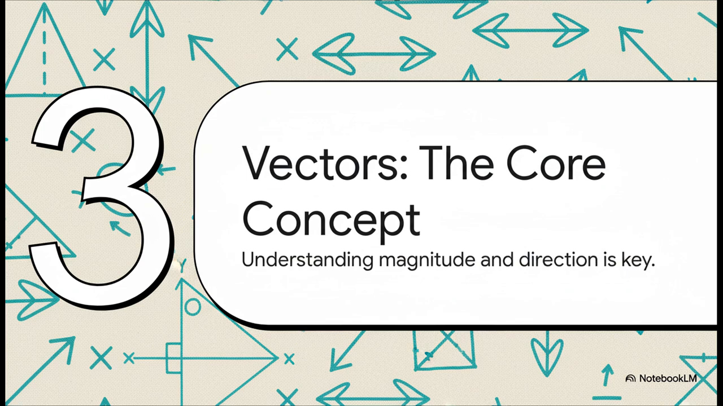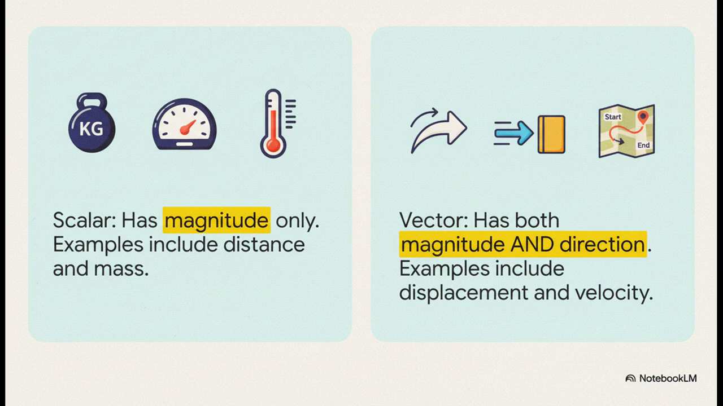And honestly, this is probably the single most important concept from week 1: vectors. So much of physics isn't just about how much of something there is, it's about which way it's going. So what's the big difference between a scalar and a vector?